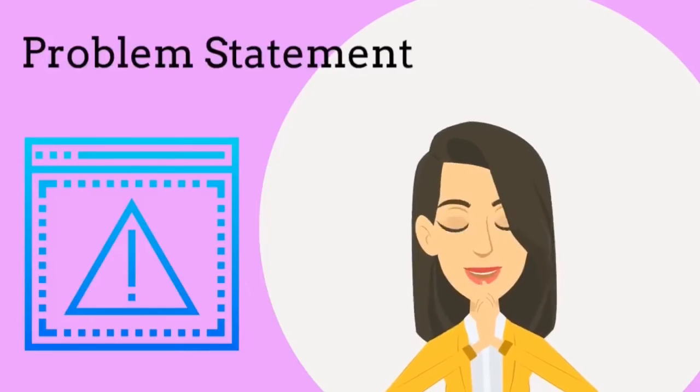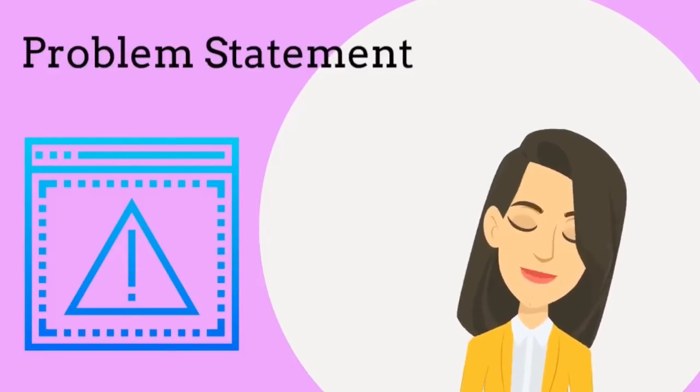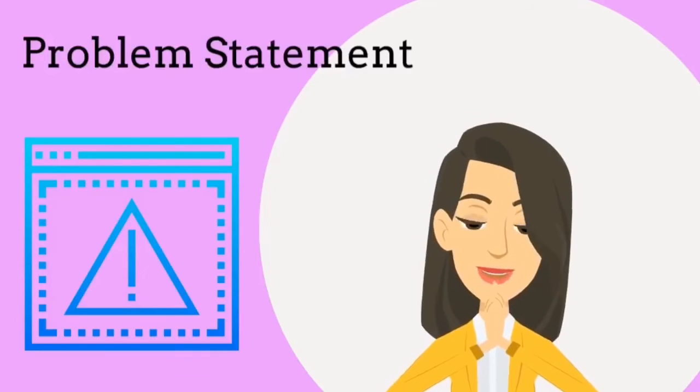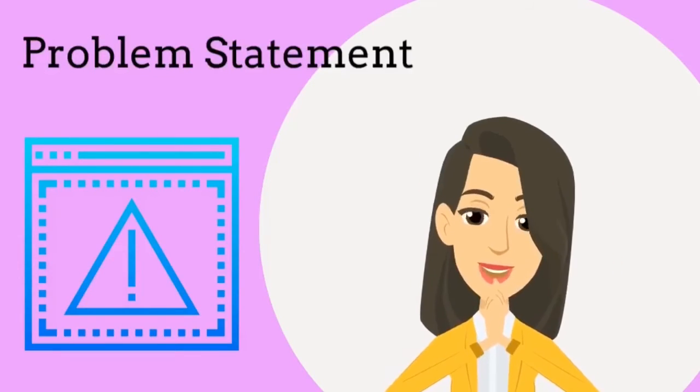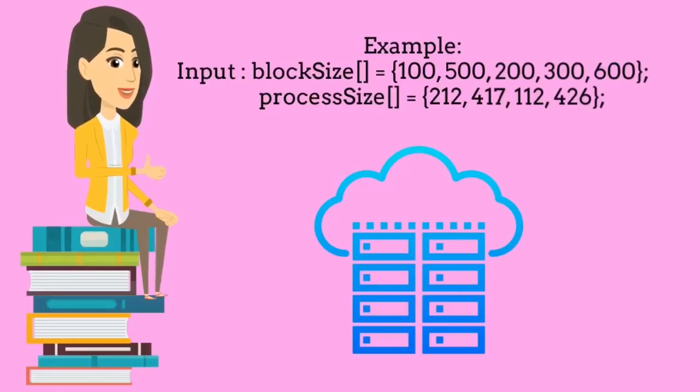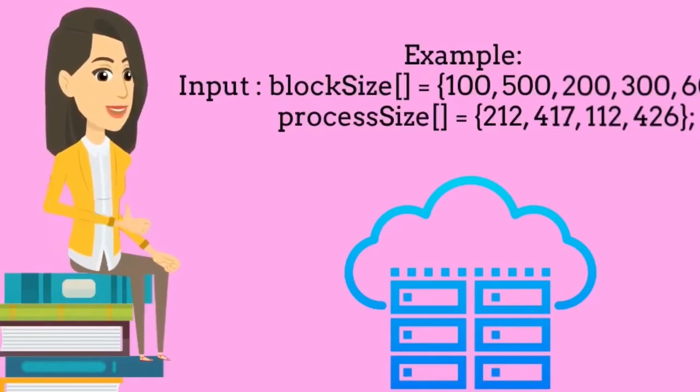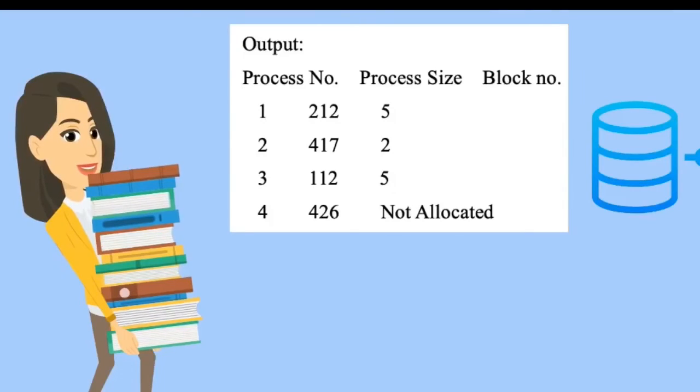Problem statement. Given block sizes and process sizes, we need to find which block is assigned to which process under the worst fit algorithm. Example. Input: block sizes equal 100, 500, 200, 300, 600. Process sizes equal 212, 417, 112, 426. These will be the input block sizes and process sizes, and your output should be like this.